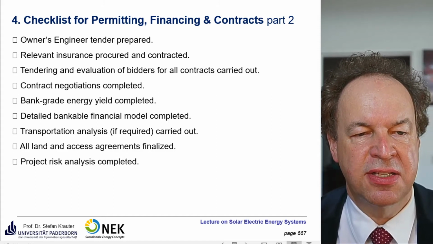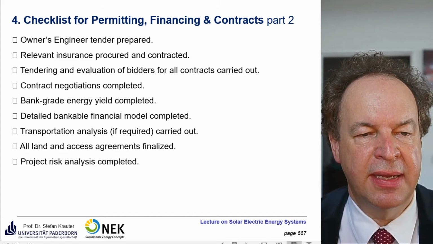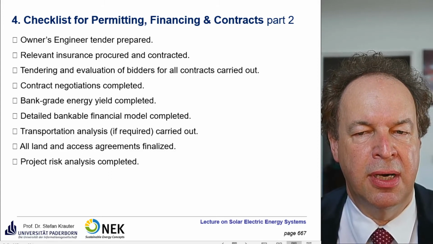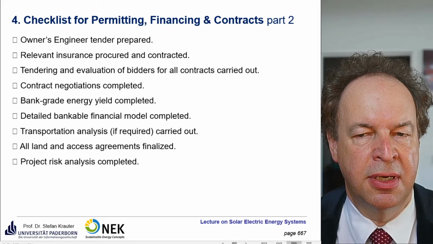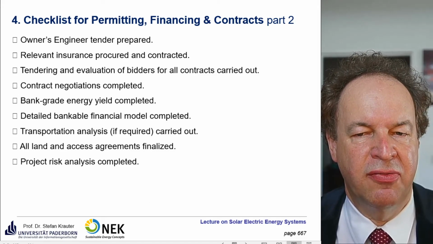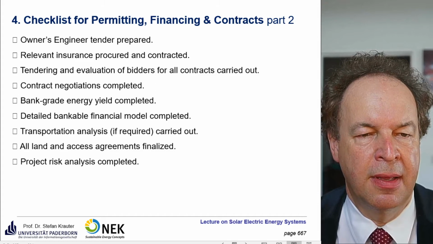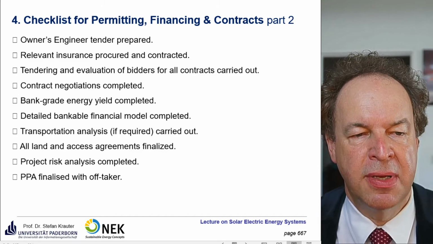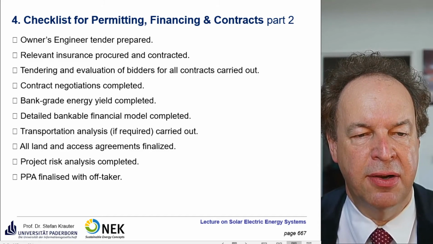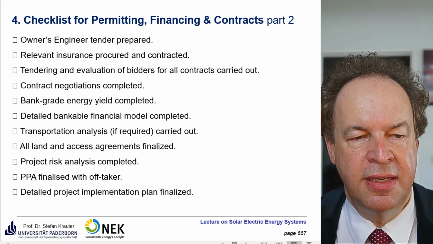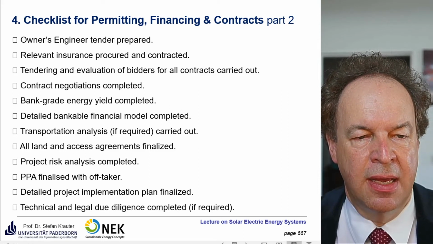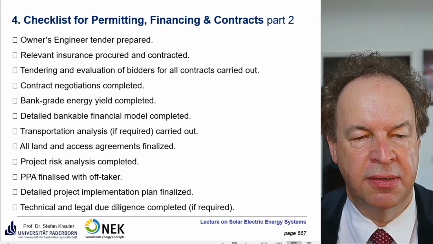Project risk analysis completed. This is very important for the bank. So as I told you, they always take worst case conditions, and for the power, the tolerance for the power of the modules, the time, what could be happening, the inflation and so on. This is all in such a risk analysis. Then the power purchase agreement is finalized by the buyer, by the off-taker. Detailed project implementation plan finalized, and technical and legal due diligence completed, if required.